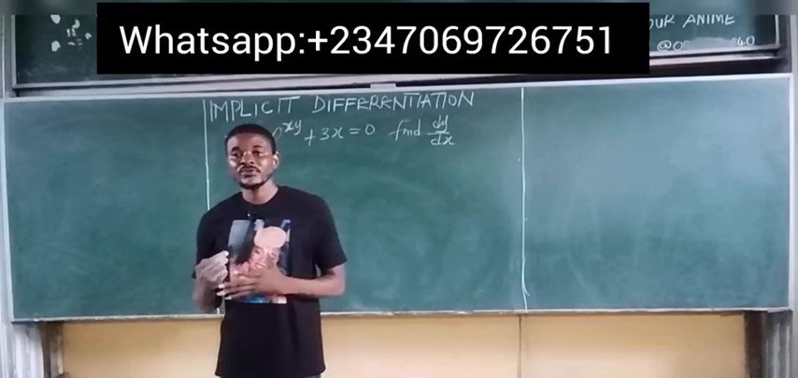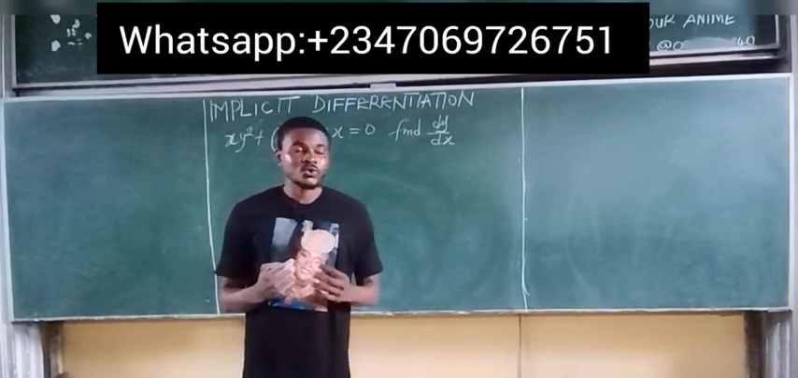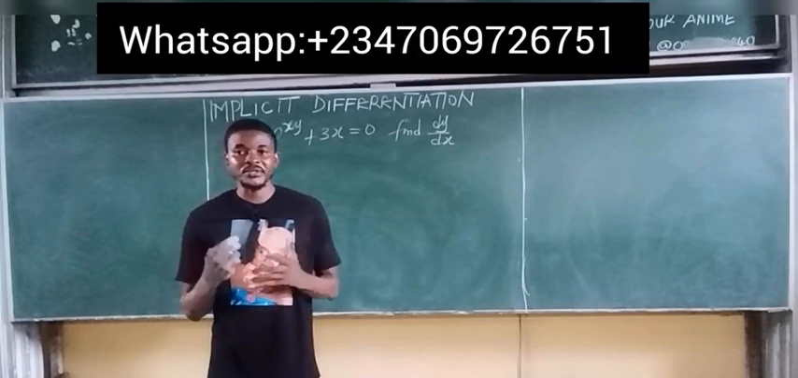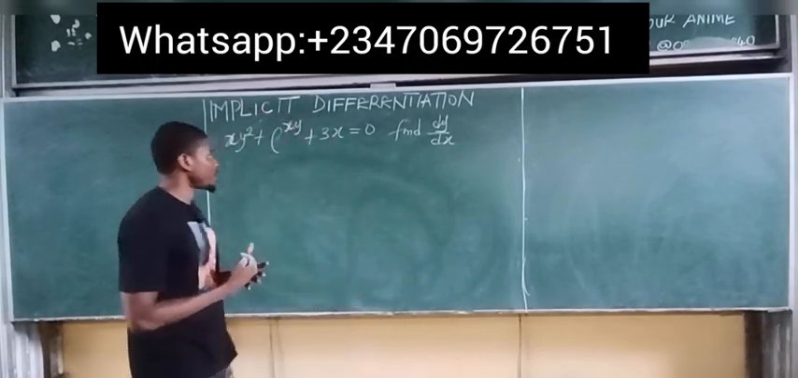Alright guys, so in the previous video we introduced implicit differentiation and how to carry out that derivative. So in this video we'll continue. When we have an exponential function mixed up implicitly, how do we differentiate? So we take the question on the board as an example.